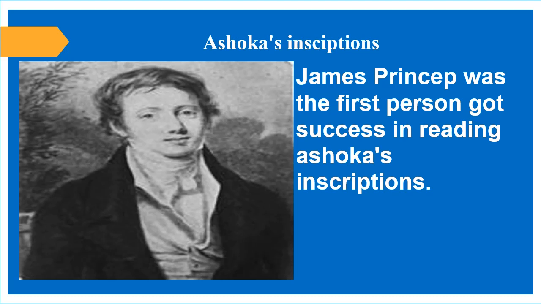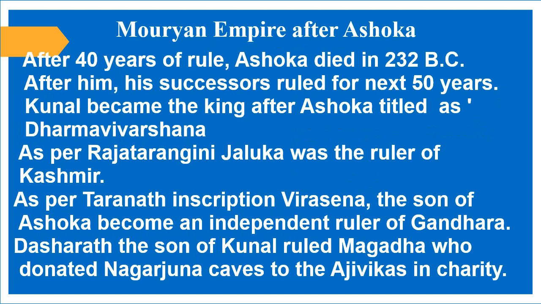Now on the screen you can see the picture of a person. His name is James Prinsep. James Prinsep was the first person who succeeded in reading Ashoka's inscriptions. He was the founding editor of the journal of the Asiatic Society of Bengal, and this organization worked for the reconstruction of ancient Indian history. The name of James Prinsep is very important. He was the first person who deciphered, read and translated the inscriptions of Ashoka.